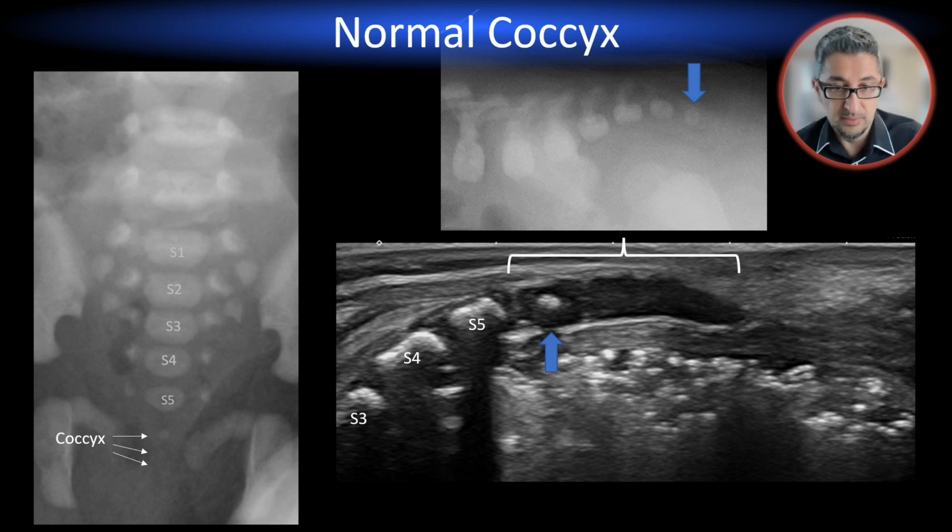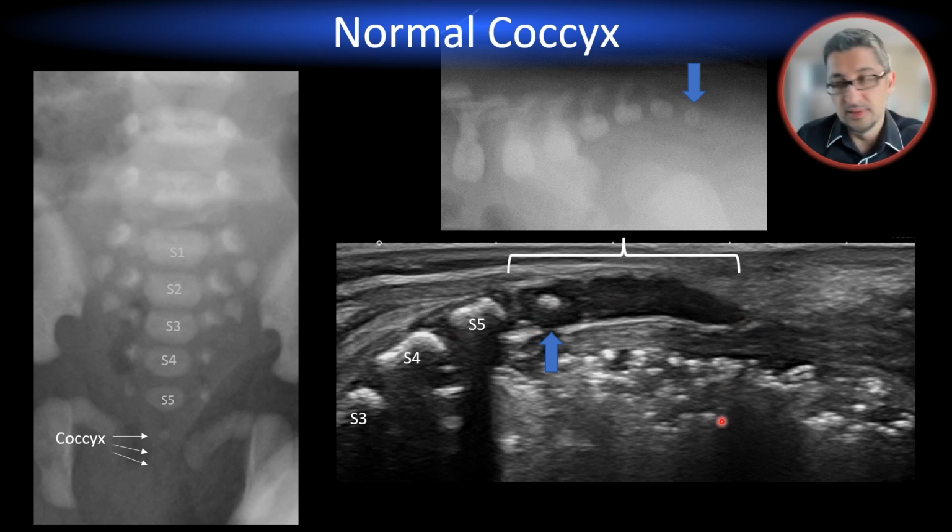Normal coccyx has usually 5 vertebrae, and they are usually rudimentary. At birth, the first one is usually ossified, and the ossification is somewhat different than the sacrum. It is more round compared to the sacrum. And this is the normal physiologic kyphosis of the coccyx, and this is the expected anatomy.